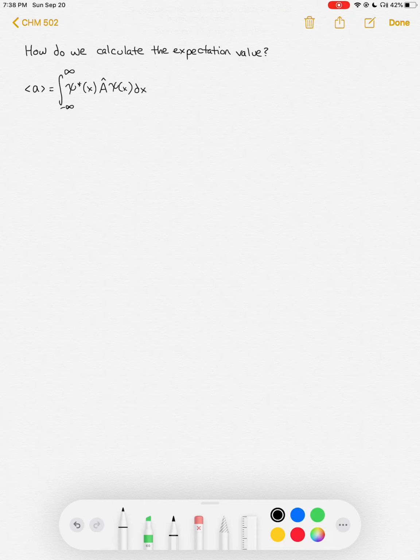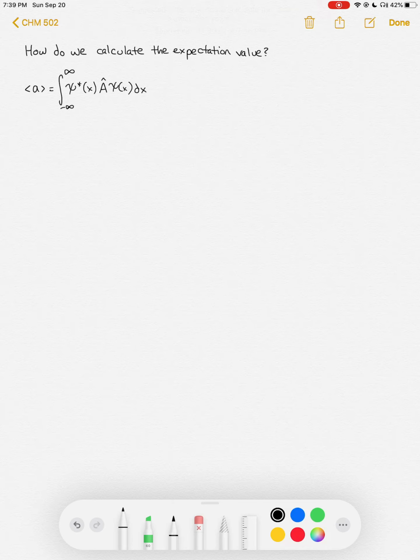So the way to calculate this value is to simply evaluate this integral that's on the screen. If we want to know our operator, our observable A, we need to integrate from negative infinity to infinity, all the space we're interested in, of the complex conjugate of our wave function, and then we multiply that by our wave function that has been operated on by the corresponding operator of the observable that we're interested in.